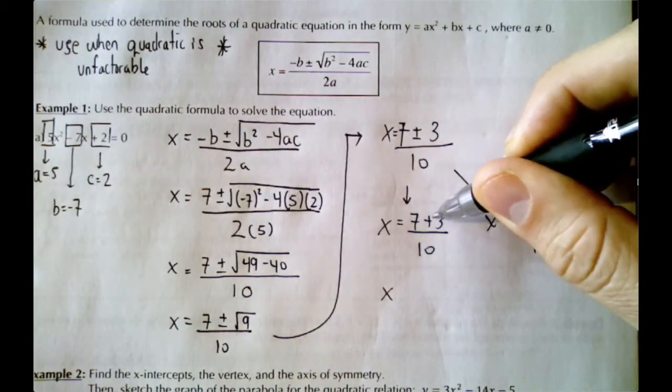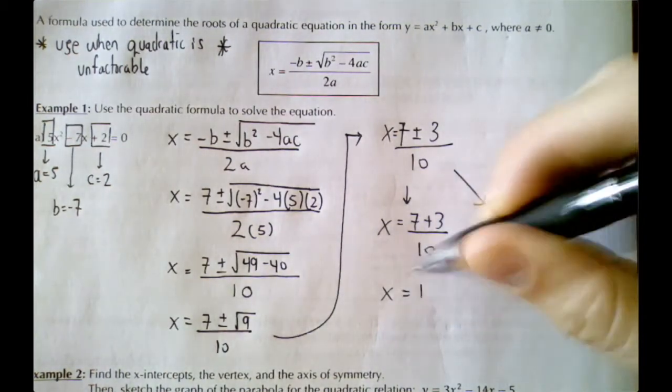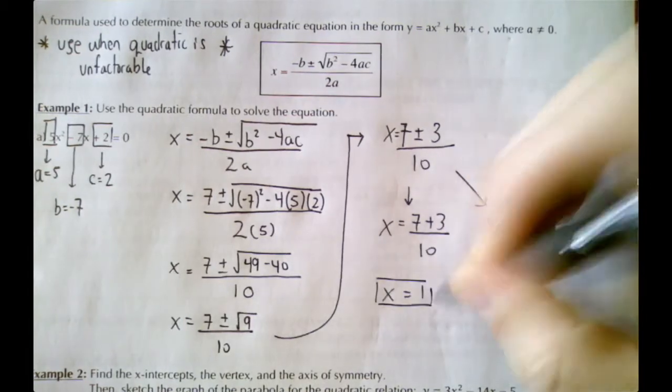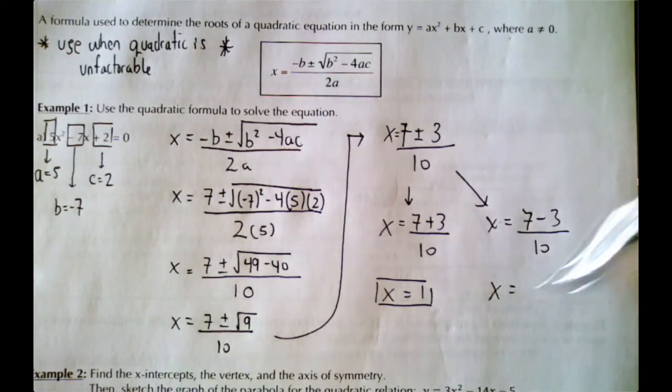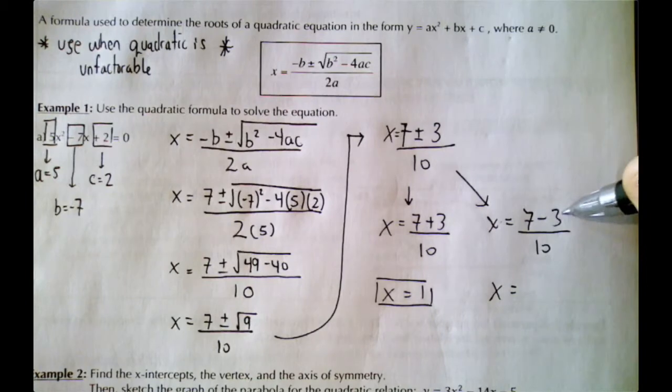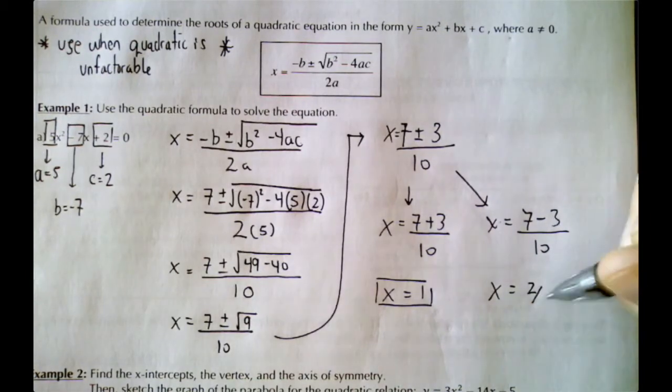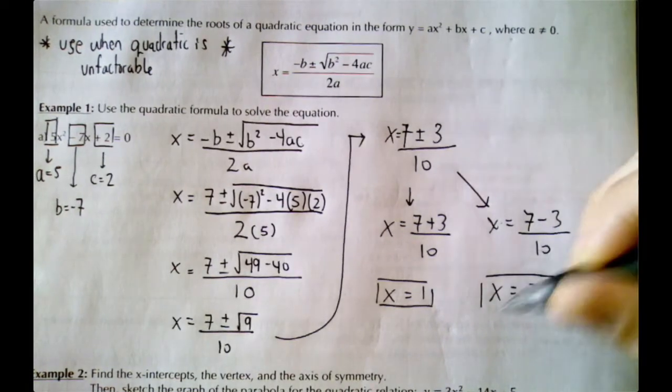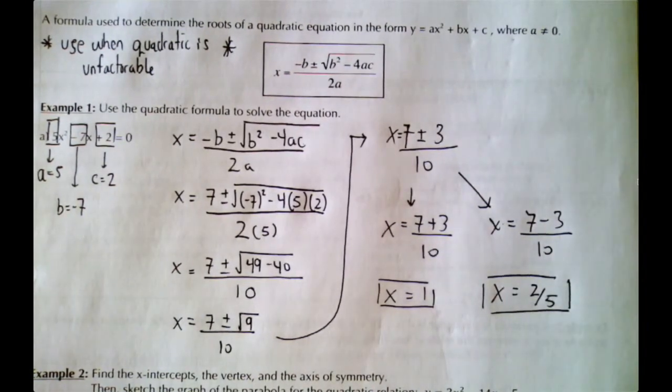7 plus 3 is 10. 10 divided by 10 is 1. There's one answer. And 7 minus 3 is 4. 4 divided by 10 is just 2/5, or 0.4. And that's how we can use the quadratic equation to solve a quadratic.